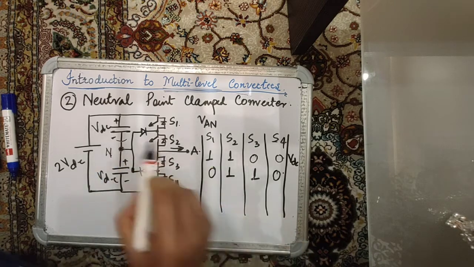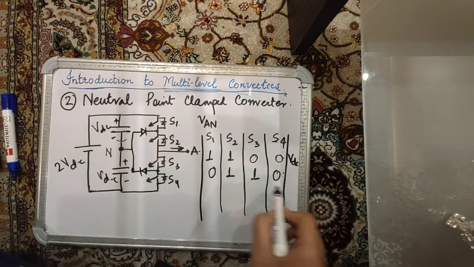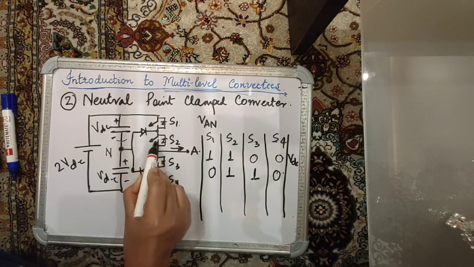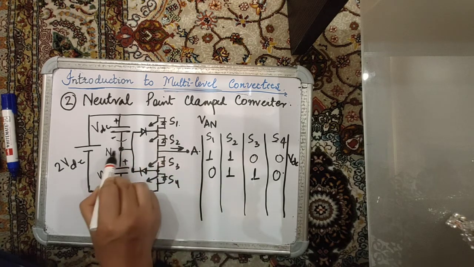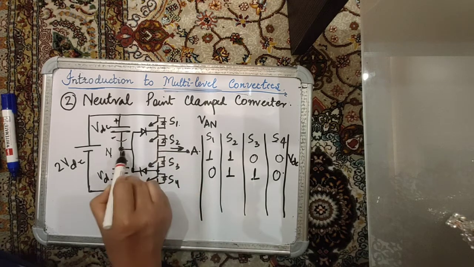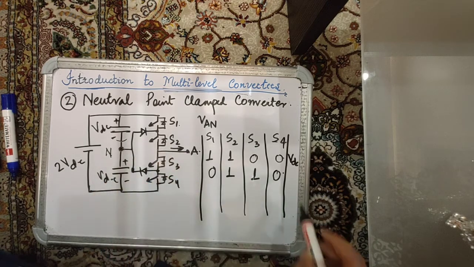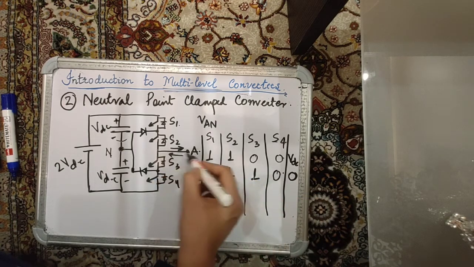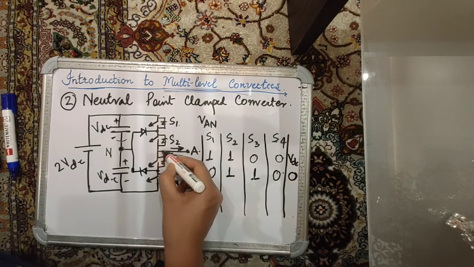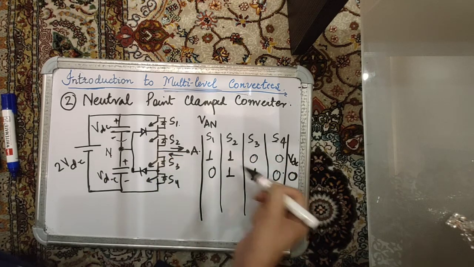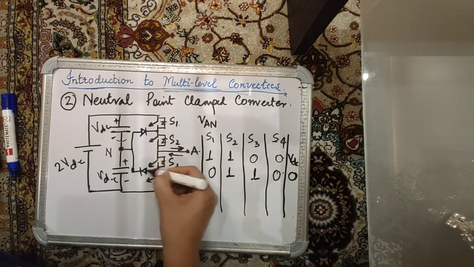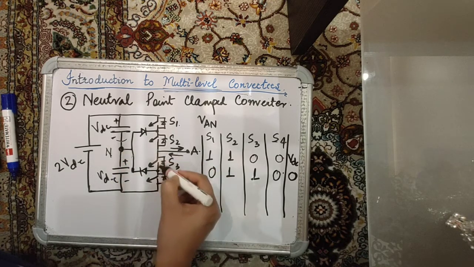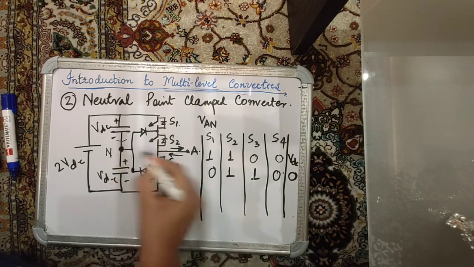So if current in phase A is positive, then this particular switching state means that current will flow like this, the diode will be forward biased, S2 is on, and N point is directly connected to A point, it's shorted, so VAN is 0. Or if the current is negative, then S3 will be on, because S3 has been given a pulse. S3 will be on and the other diode will conduct, and it will bring the A point again to the N point. So VAN is 0.